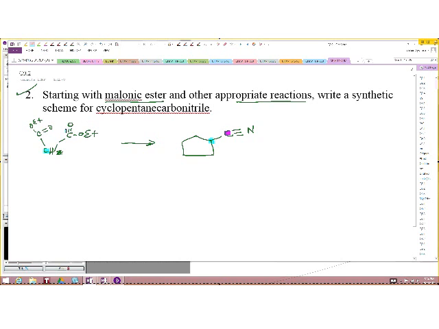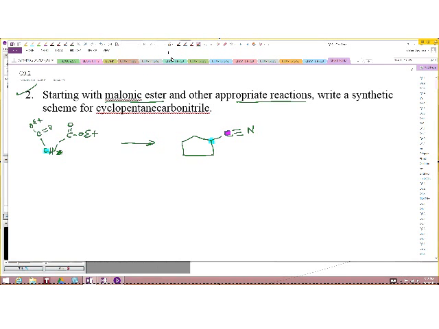If you make that assumption, that simply tells you that you need to form two bonds. You need to form a bond between this alpha carbon right here, one bond, and another bond here. So you need to form two bonds, and both of those will have to be intramolecular alkylation, because you are forming a ring. So how do we approach this? What is the first thing we need to do?